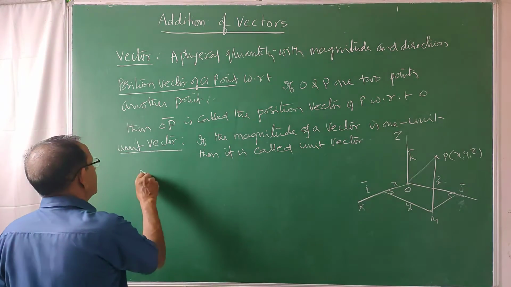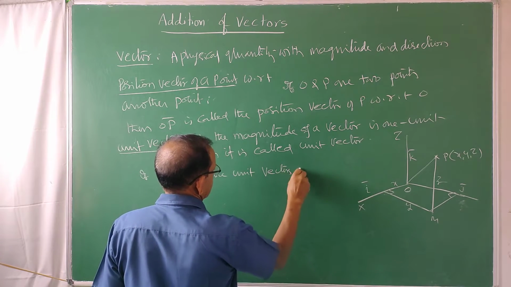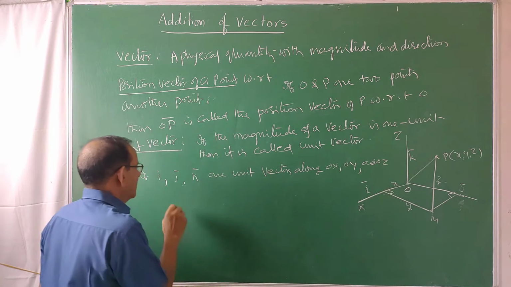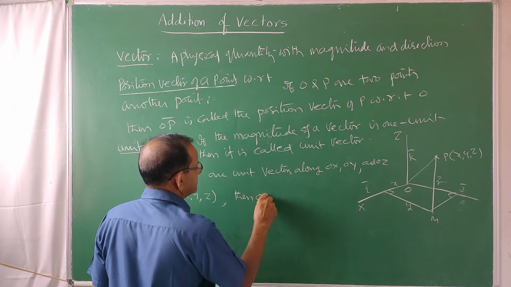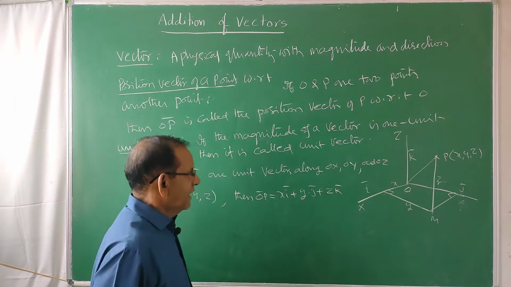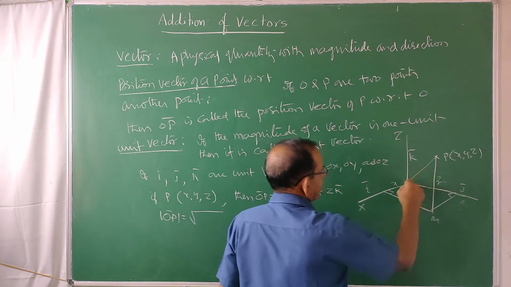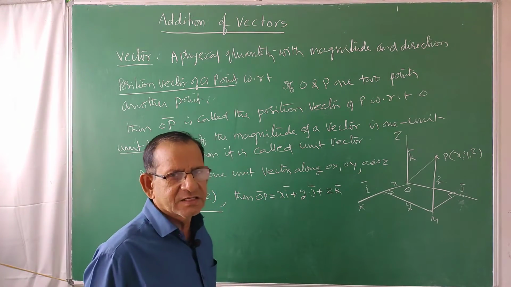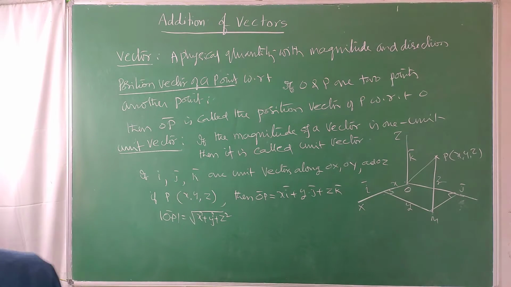So if I bar, j bar, k bar are unit vectors along OX, OY and OZ, and if P is a point in the space with coordinates x, y, z, then OP bar is equal to x into I bar plus y into j bar plus z into k bar, and its magnitude, modulus of OP bar, is equal to the distance between O and P, which is root of x minus 0 whole square plus y minus 0 whole square plus z minus 0 whole square, that is root of x square plus y square plus z square. That is the length of that vector.